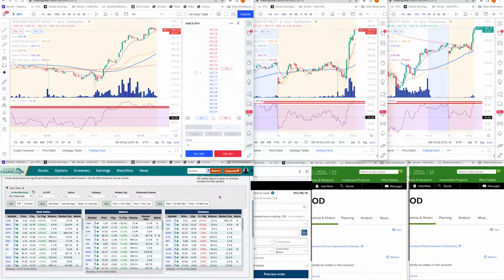I have my screen set up in a way that I normally trade, but I'm not going to go into the detail of why I set them up this way or why I use them the way that I do. I'm going to save that for another video.